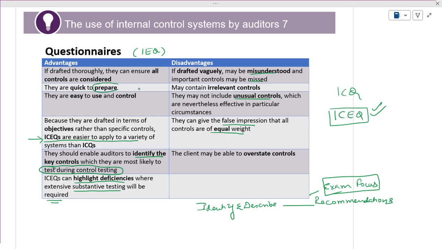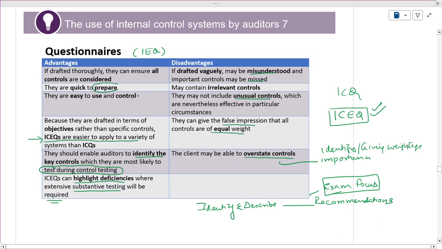And the client may be able to overstate controls. Weightage is not given. What they want to say is that we should know the importance, but here we are not in a position to identify the importance or give weightage to the controls. We are putting everything in one basket, going through every control in sequential order, and things move according to that.